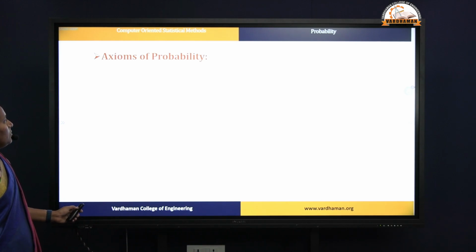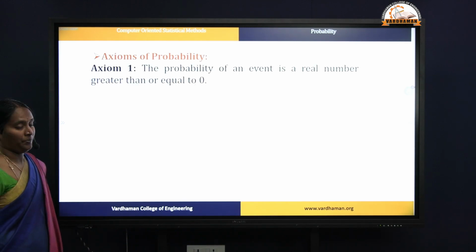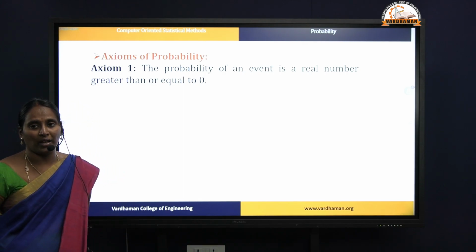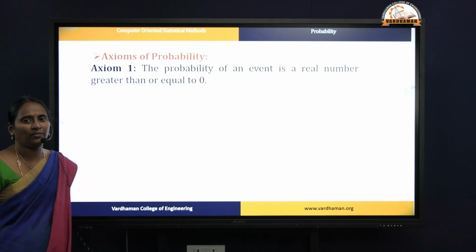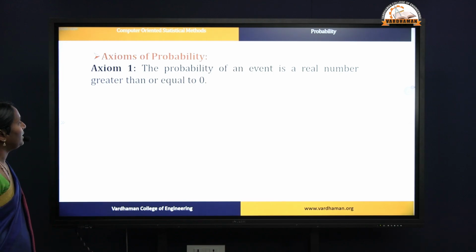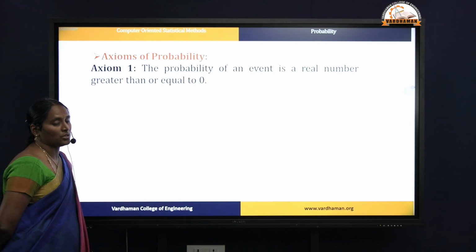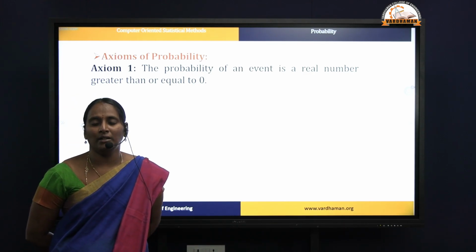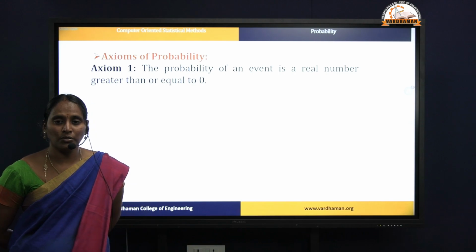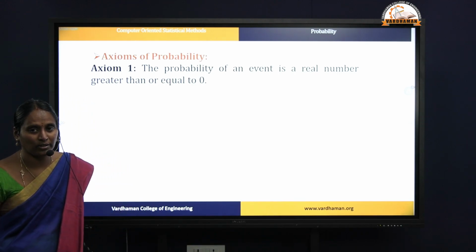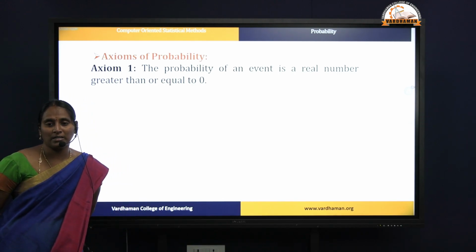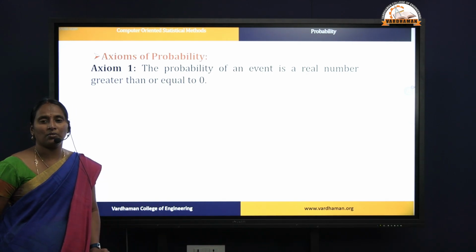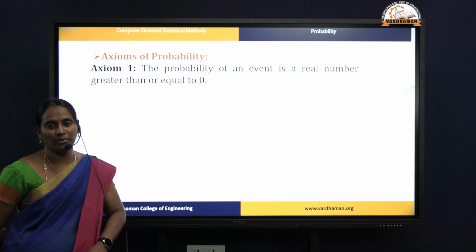Now let us go with the axioms of probability. We have three main axioms of probability. Let us see the first axiom. The probability of an event is a real number greater than or equal to 0. Simply put, axiom 1 is P of A is greater than or equal to 0. It means that whenever the probability is equal to 0, the event is an impossible event.